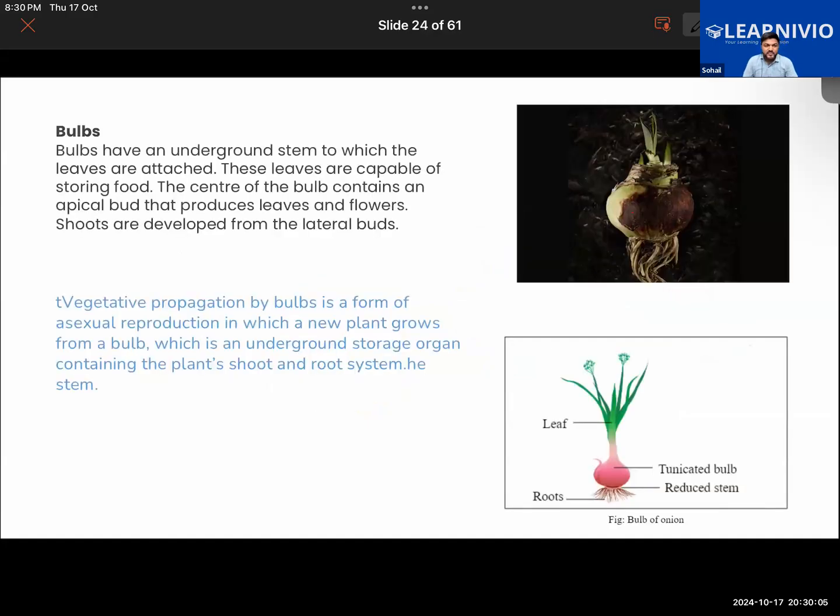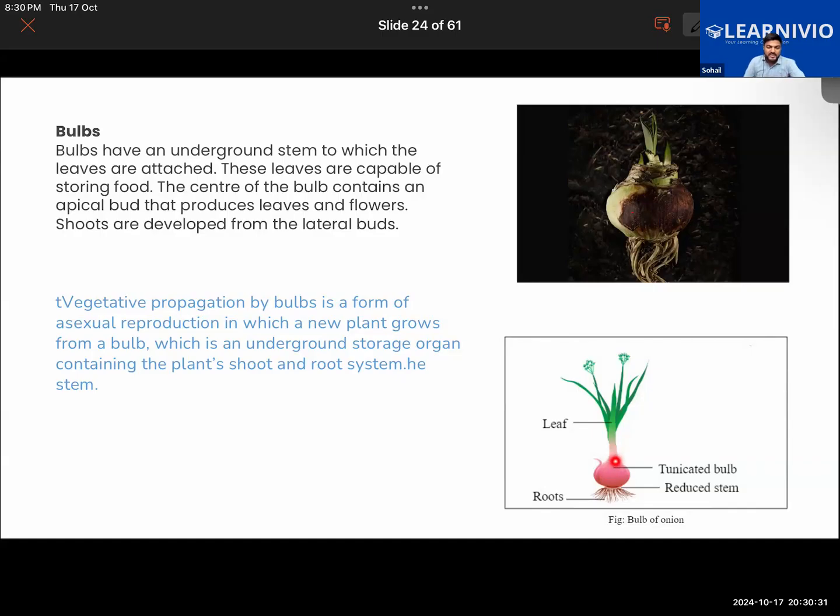Then we have another type of stem, that is the bulb. This is also an underground stem. How is this bulb different from others? Although the bulb is also considered a storage organ, a special thing about this is that it contains layers of fleshy leaves. That is one special thing about this.